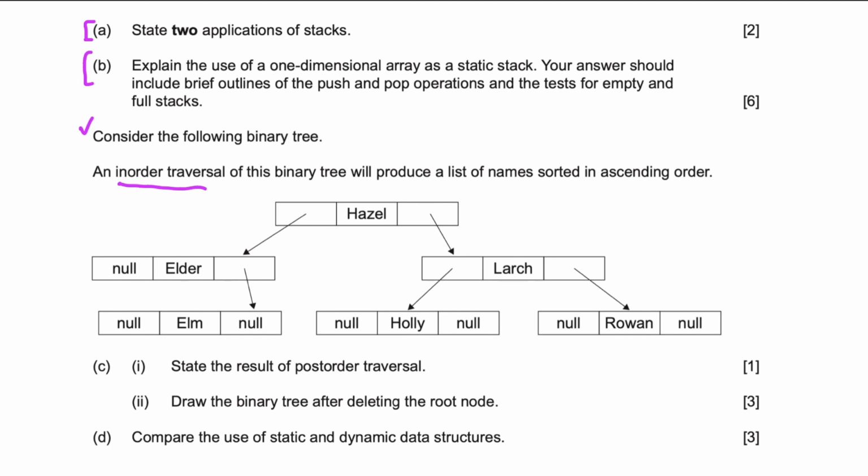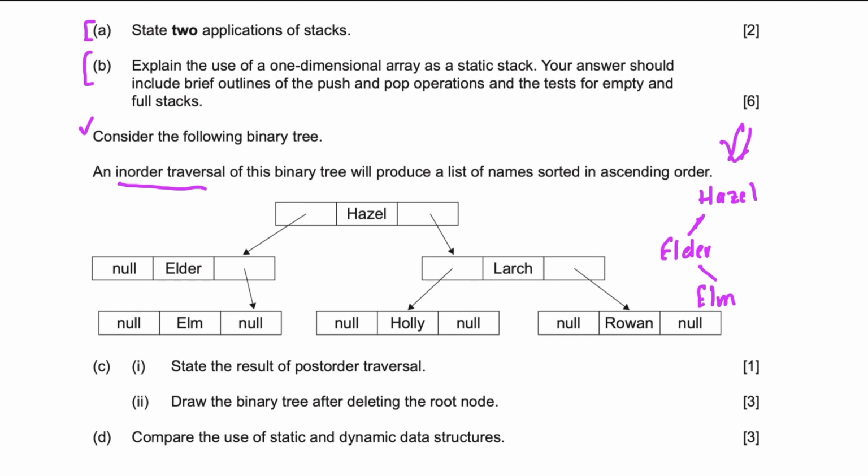But what I do know is right here we have a tree. And this tree looks something like this. We've got hazel, elder, and then elm. And don't worry about where these arrows are pointing, whether they're pointing to null or whatever. This tree right here that I'm drawing is what this means.